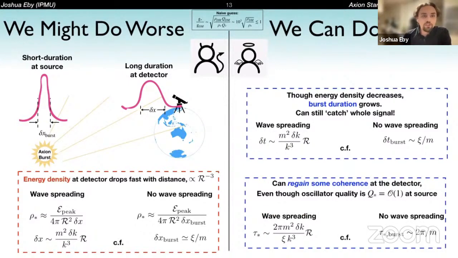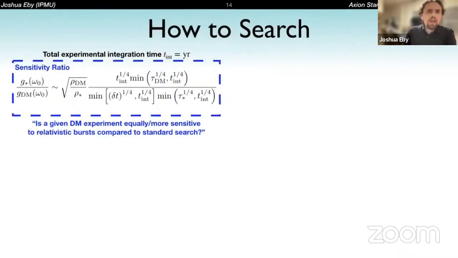So because of these 2 effects, you can gain back most of the signal that you would have lost based on this sort of naive wave spreading story. I think I'm probably running out of time, so let me get to the results. This is basically how we propose the search strategy.